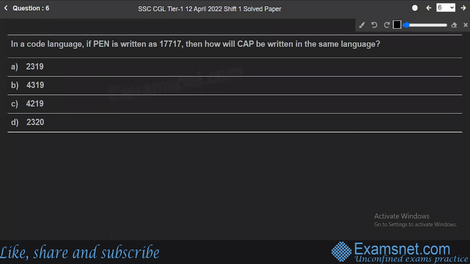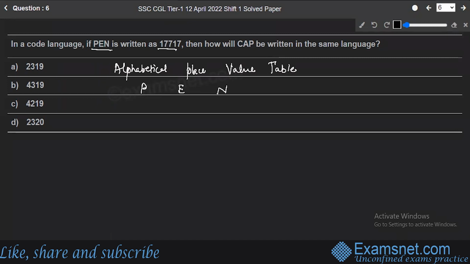In this question, we'll again be making use of the same alphabetical place value table, the same table which we used in the last question. I'm not writing down the numbers now. Please refer to the previous question for this alphabetical place value table. Now, PEN is written as this. First of all, let's write down PEN.